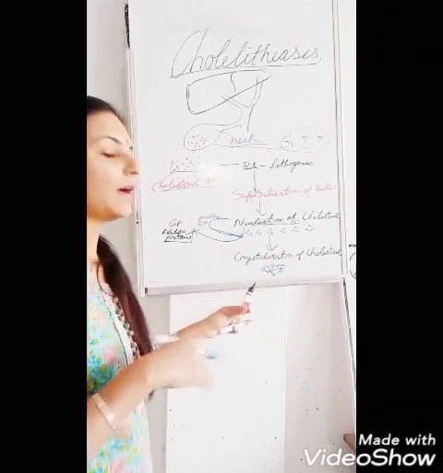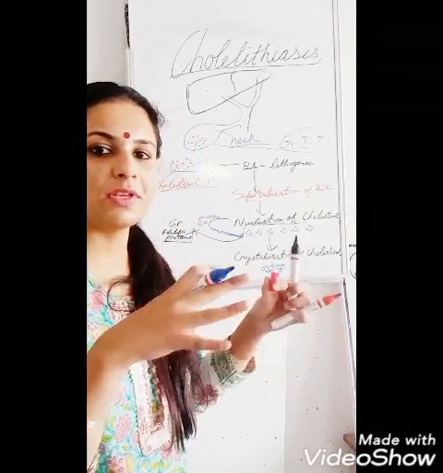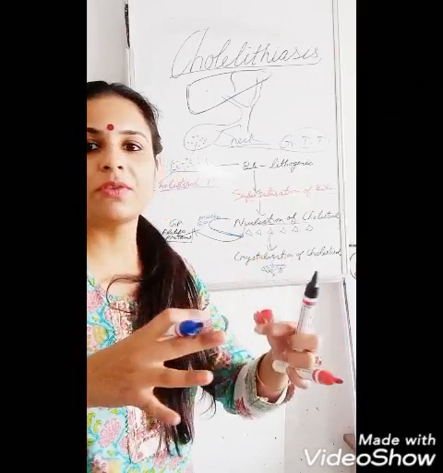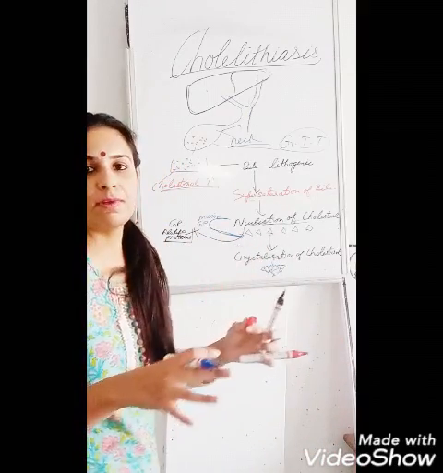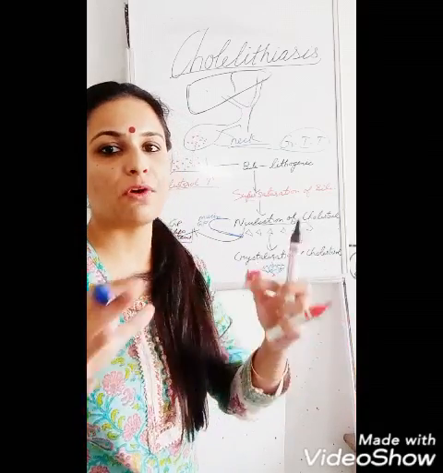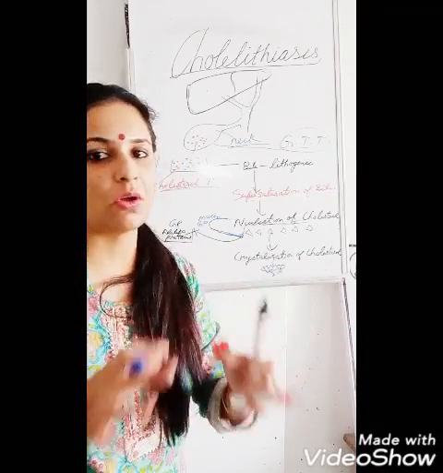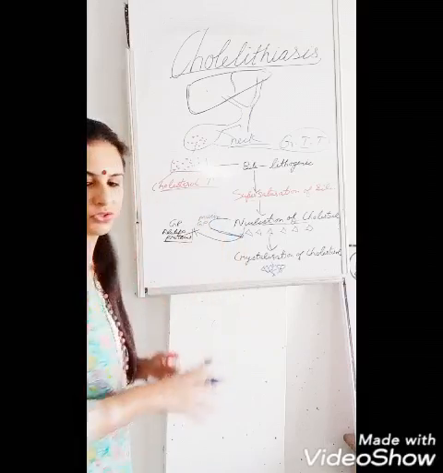Then afterwards there will be binding of these crystals together with the mucin gel. So the biliary sludge will be formed, and that's how the formation of stones occurs in the gallbladder. So that's how the gallstones occur.